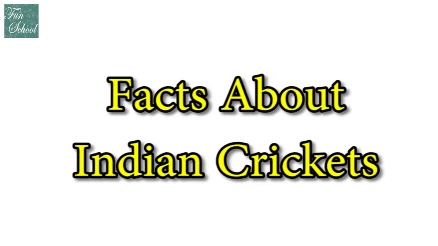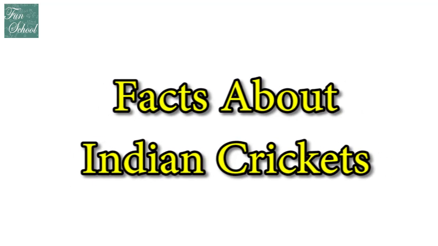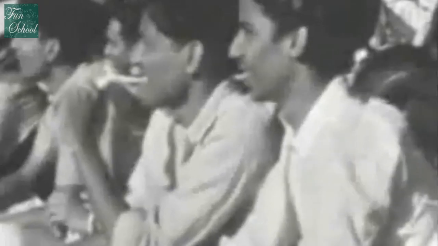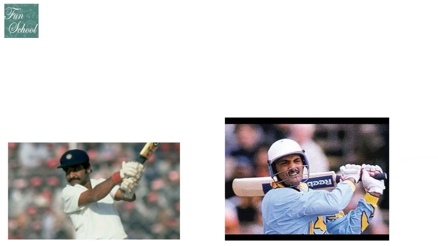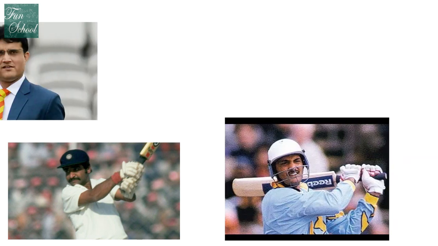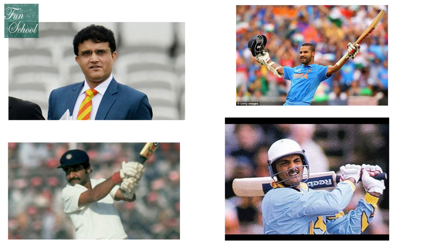Now guys, I will tell you some fast facts of Indian cricket. First, cricket was first played in India in 1848. That means 165 years from now. Second, Vishwanath, Mohammad Azharuddin, Saurav Ganguly, Sehwag and Shikhar Dhawan are the five Indian cricketers to score a century in their debut match.